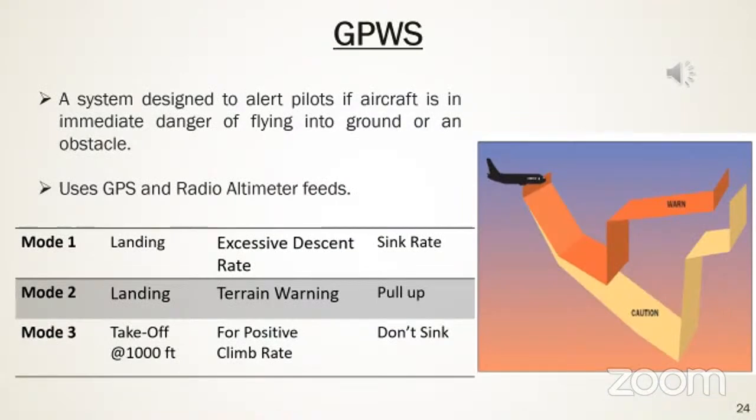So as mentioned, GPWS is an instrument to warn the pilots when they are close to the ground or an obstacle. As you can see in the image, there are various layers of imaginary surface around the obstacle in red and orange color.